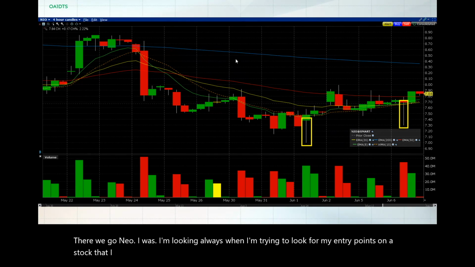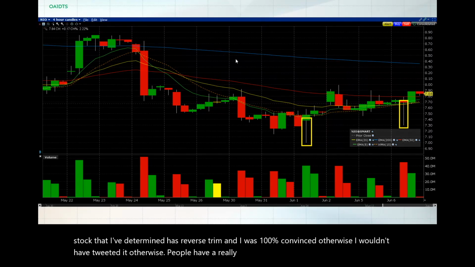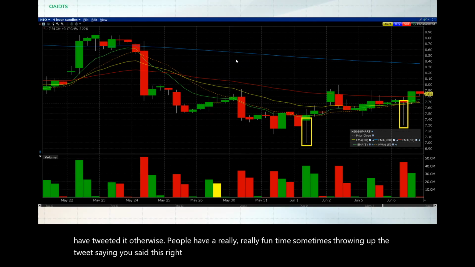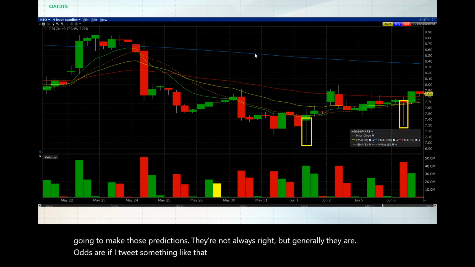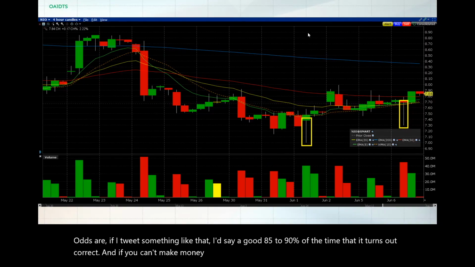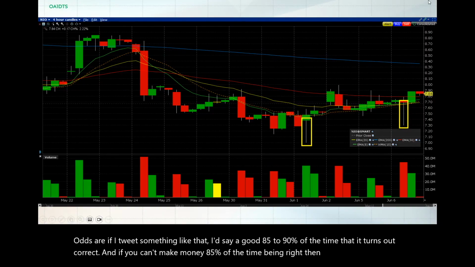When I'm trying to look for my entry points on a stock that I've determined has reversed trend, and I was 100% convinced, otherwise I wouldn't have tweeted it. Otherwise, people have a really fun time throwing up a tweet saying, well, you said this, right? So I try to be accurate when I'm going to make those predictions. They're not always right, but generally they are. If I tweet something like that, a good 85 to 90% of the time, it turns out correct. And if you can't make money 85% of the time being right, then trading's not for you.